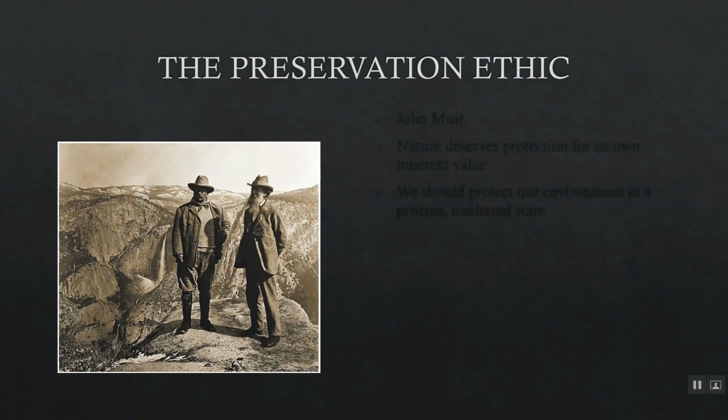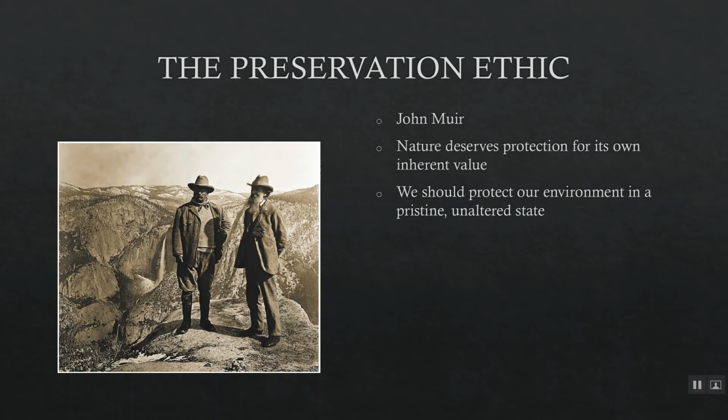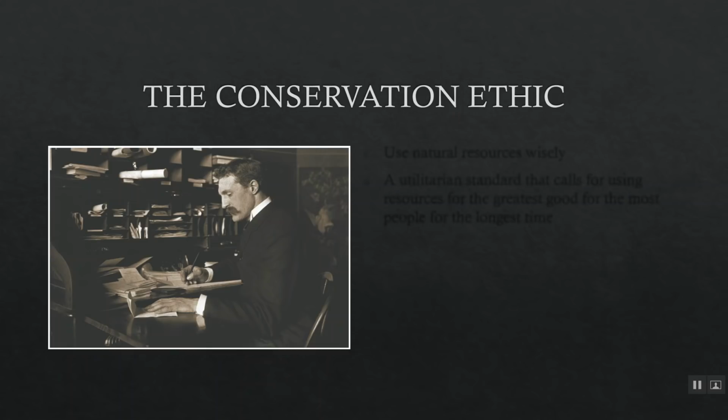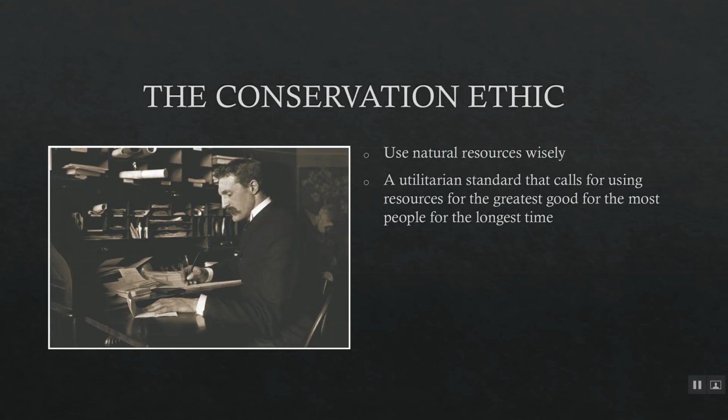I believe I talked about this a little bit in the past, but at this time we have this push and pull also between the preservation ethic and the conservation ethic. So here's John Muir, who's the father of Yosemite National Park. And he believed nature deserves to be protected for its own inherent value and that we should protect our environment in a pristine and unaltered state. This is not the progressives. This is also going on at this time, but this is not the progressives. The progressives are people like Gifford Pinchot here, who was in charge of the Forest Service in the United States, and that is to use natural resources wisely. They utilize a utilitarian standard that calls for using resources for the greatest good, for the most people, for the longest time.